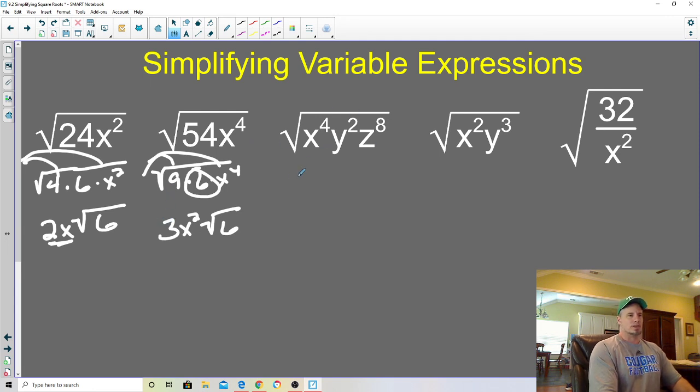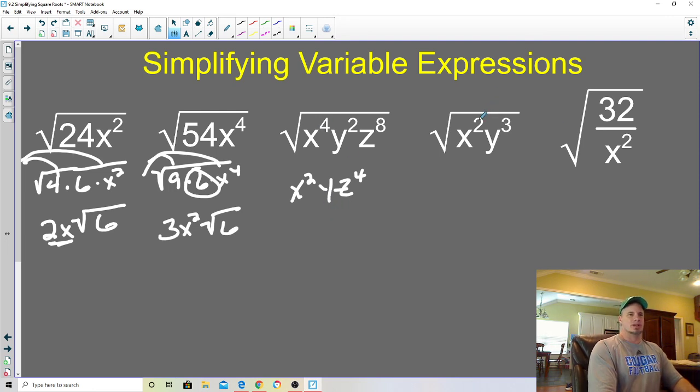Okay, next one. Now this is all variable. These are all variables, and it's going to be very simple. They're all even exponents. So to take the square root, again, of variables with exponent, you take half. So the square root of x4 is x2. The square root of y2 is y1. The square root of z8 is z4. They all came out of the radical sign. There's nothing left in there, so we don't have a radical sign we have to write.